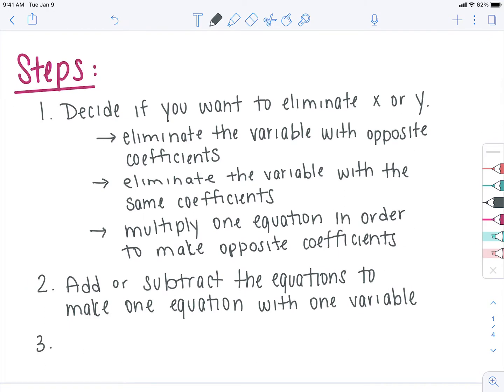We're going to solve that equation, get our answer, and then just like with substitution, plug our answer back into one of the equations to get the other variable. So we're going to solve and use our answer to find the other variable.